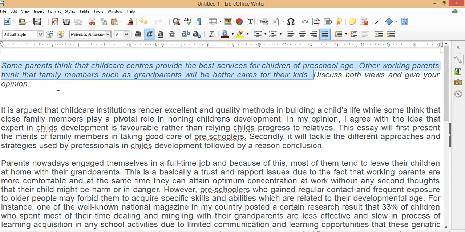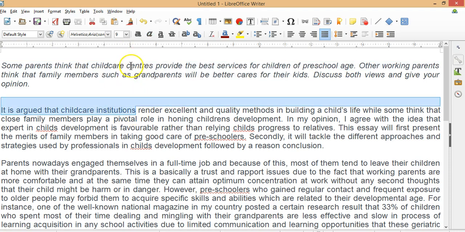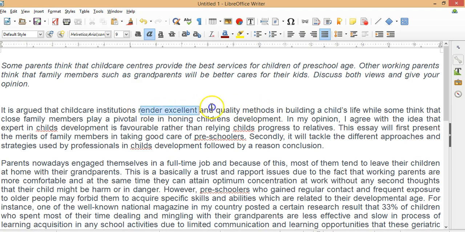So childcare institutions, that's good. Centres, institutions. Render, well, render's a bit, I don't know, render provides excellent and quality methods. So you don't really need all this stuff. Best services is not quite the same as excellent and quality methods. Best services or better services or a better service.